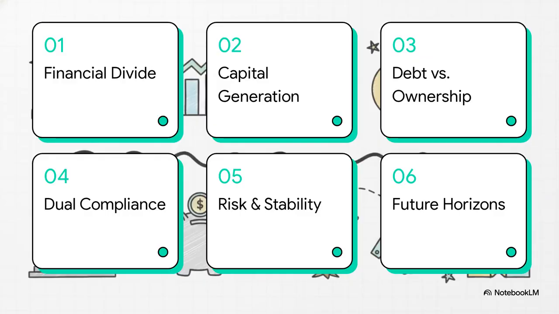It's a deep dive that's definitely going to change how you look at global capital. Okay, let's dive into this. Here is our step-by-step roadmap. We'll be covering the structural divide, the engines of capital generation, and the difference between debt and ownership instruments. Then we'll move on to governance, performance, and risk, and wrap things up with future horizons.